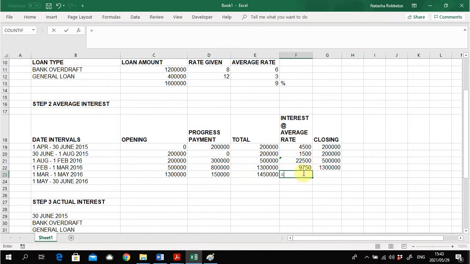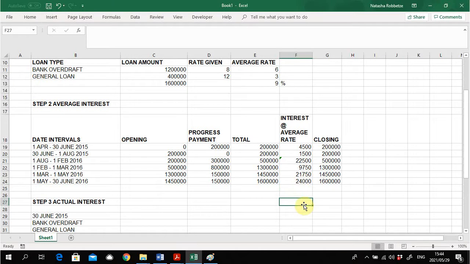1,450,000. And again, I'm going to say this times the average rate in 2016 times the months in the interval. So it's March and April. May I'm not going to count because it is the 1st of May. Closing balance is equal to the total, and the closing balance becomes the opening balance. Is there a progress payment on the 1st of May? There is a progress payment of 150,000 Rand as well. And this now should be 1.6 million. I'm going to take the 1.6 million, times it by my 9%, times it by the months in the interval, which is May and June, 2 months.